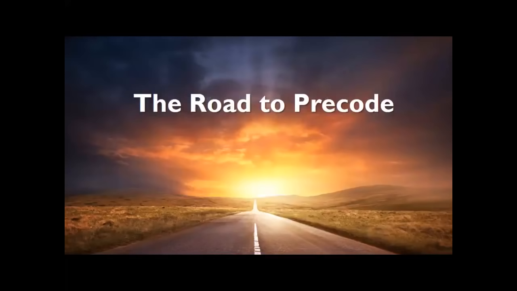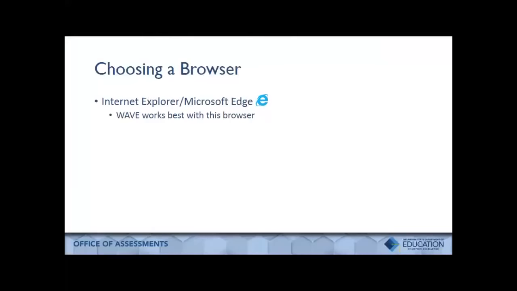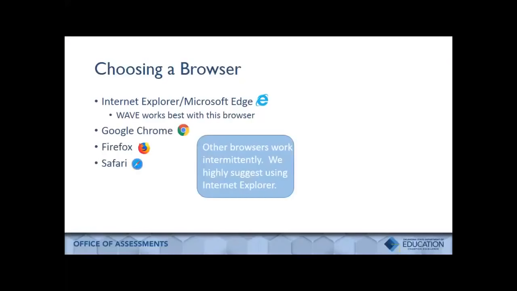Okay, so how do we do the pre-code? So first of all, choosing a browser to look at the pre-code report. Internet Explorer or Microsoft Edge works best with the Wave, so we highly recommend using these browsers. There are other browsers available. However, Google Chrome, Firefox, and Safari seem to work intermittently with the Wave. So if you're having problems viewing the report, check to make sure that you're using that Internet Explorer browser. That has generally been the case within our office.